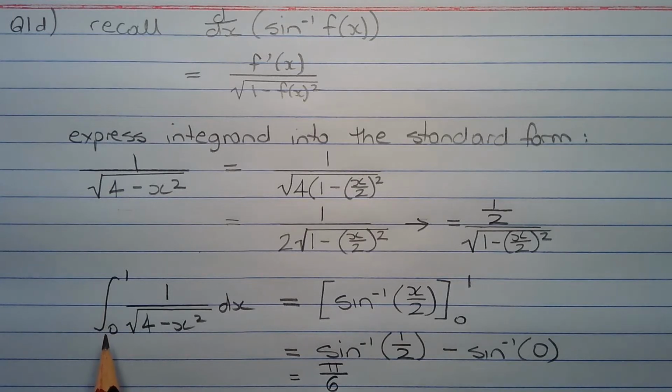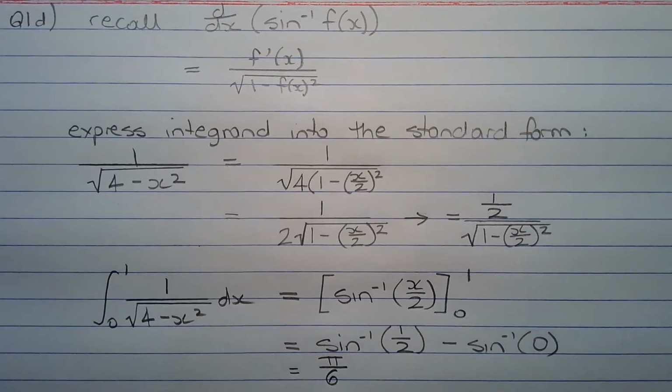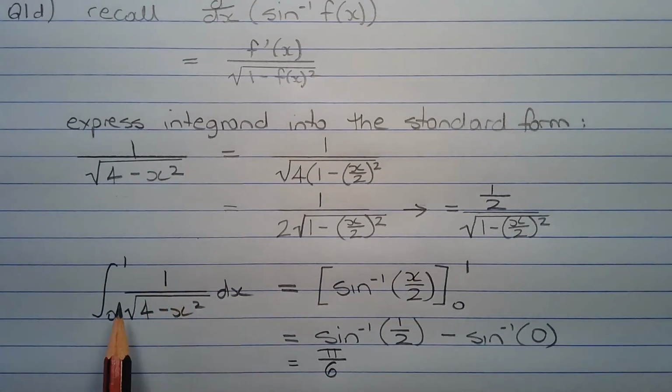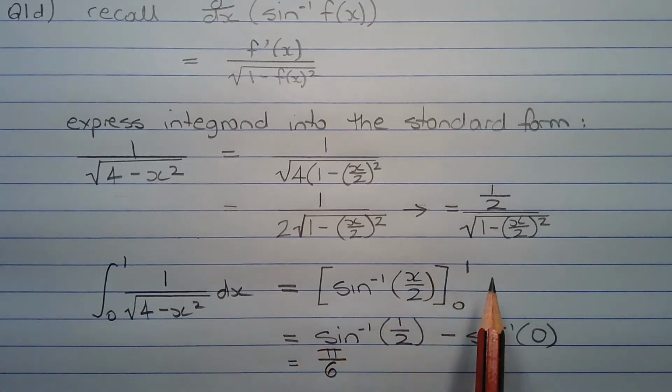So the integral from x equals 0 to x equals 1 of 1 over the square root of 4 minus x squared dx is equal to the inverse sine of x over 2 from x equals 0 to x equals 1. Applying the limits of integration, that equals the inverse sine of 1 over 2 minus the inverse sine of 0, which equals pi over 6.